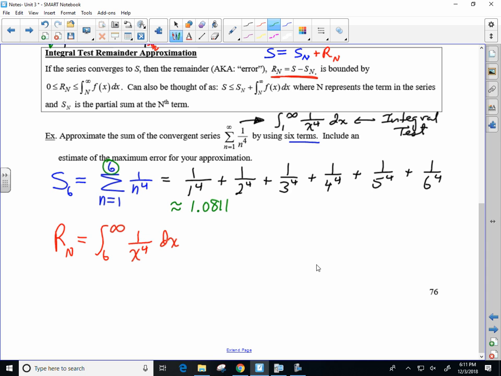All right, now the other one, we need to clean this up a little bit. And the cleaning up happens when we apply the technique for the improper integration. So limit as a approaches infinity, going from 6 to a, x to the negative 4th, which is the way I prefer to write it, dx.